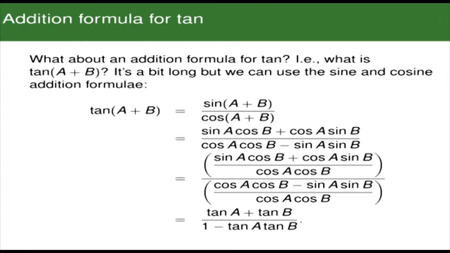On the bottom, we have a similar sort of thing. We've got cos A cos B over cos A cos B. Well, that's just going to be 1. And then we subtract sin A sin B over cos A cos B. Well, we've got sin A over cos A and sin B over cos B, so that's tan A tan B. So there we go.